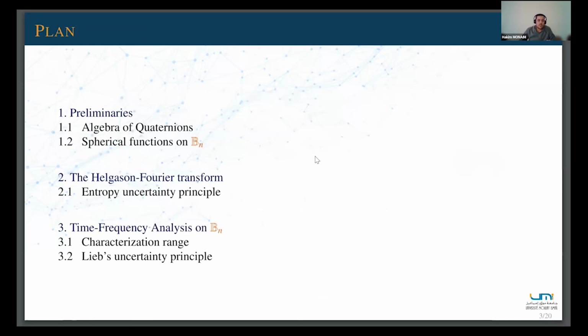This presentation will follow this plan. The first section is some preliminaries: the algebra of quaternions and the spherical functions on the unit ball. The second section is the Helgason Fourier transform, and we give the entropy uncertainty principle. The third is time-frequency analysis, so the Gabor analysis on the unit ball. And we will give the characterization of the range and the Lieb uncertainty principle.